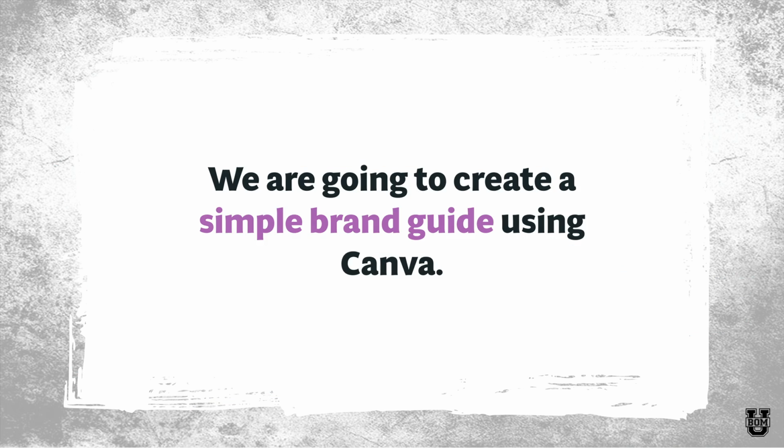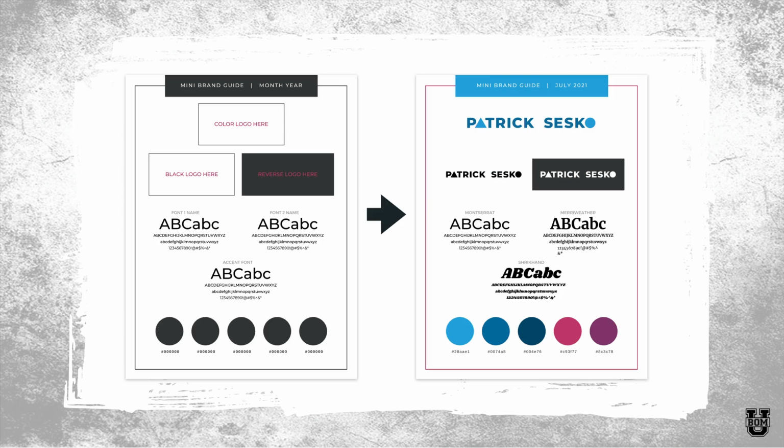So we're going to create a simple brand guide using Canva, a free graphic design tool that you can get online at canva.com. I have a template here on the left, and once you apply everything that we've done so far in the course, you're going to come out with something that looks similar to what you see on the right. And if you stay to the end, I'll give you the URL where you can grab this free template as a little gift from me.